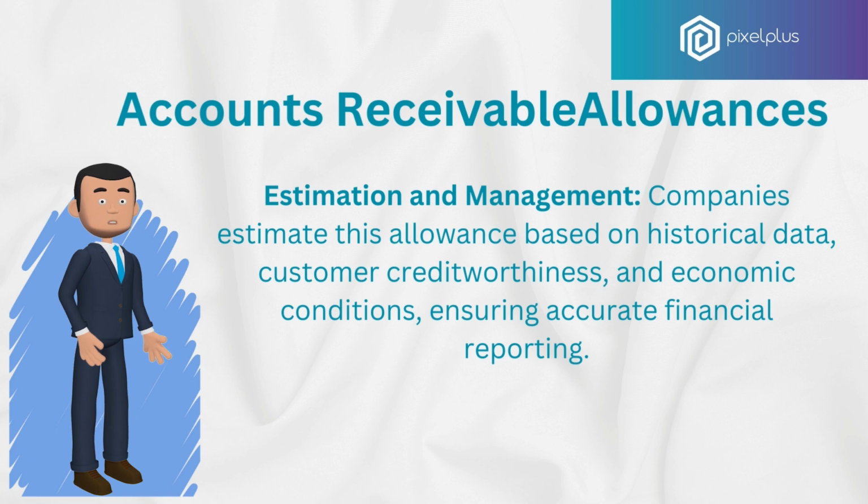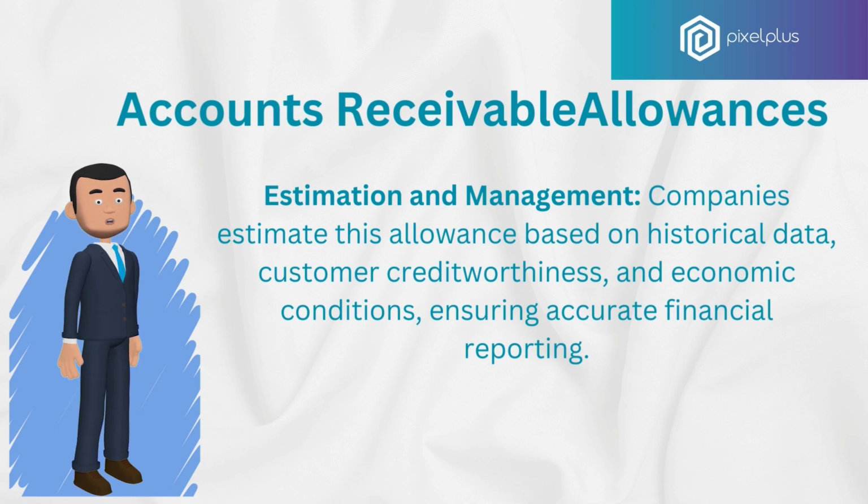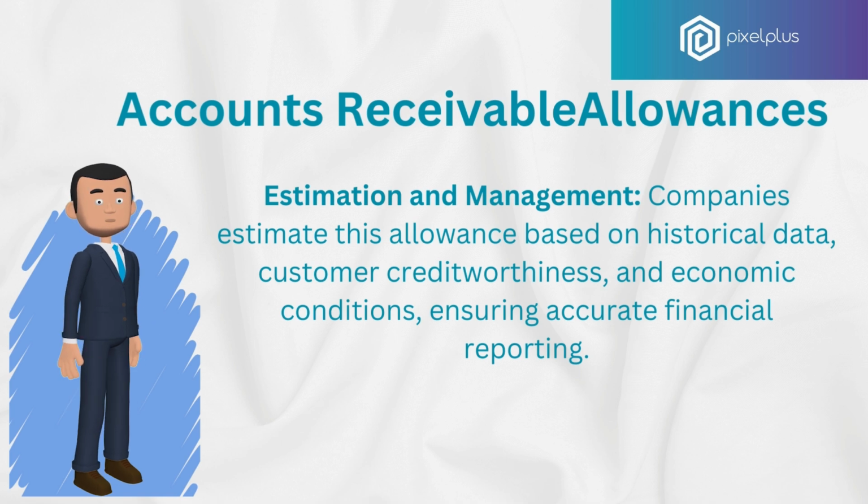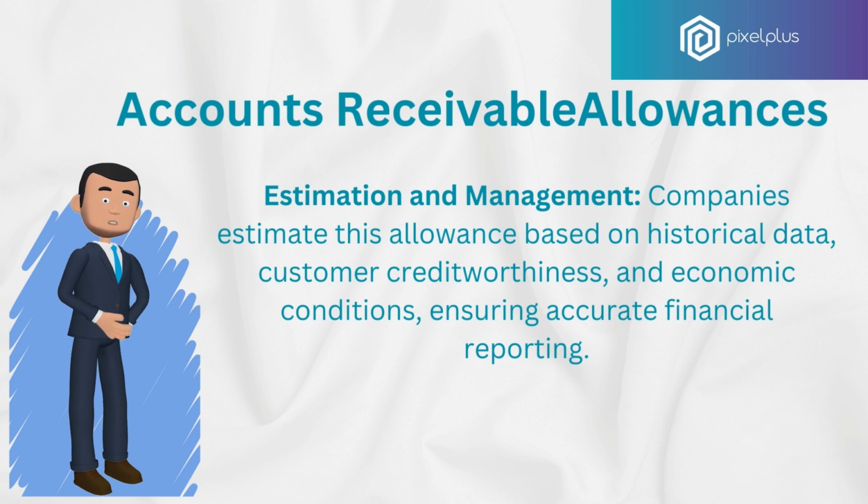Companies use several key factors to estimate this allowance, including historical data, customer creditworthiness, and economic conditions. Here's how each factor contributes to the estimation and management process. Historical data. Companies analyze past records of receivables and bad debts to identify trends and patterns. Historical data provides insights into the typical percentage of receivables that become uncollectible over time.